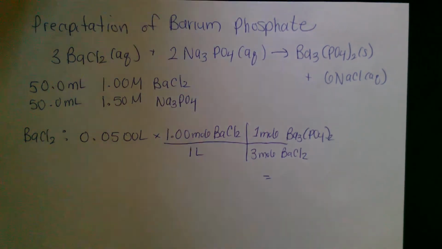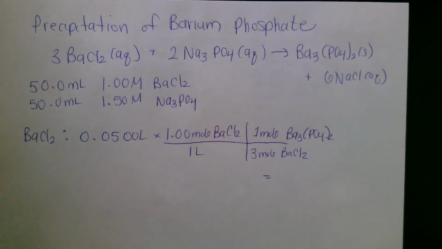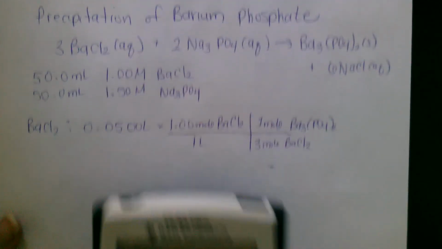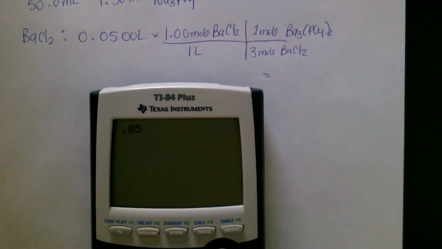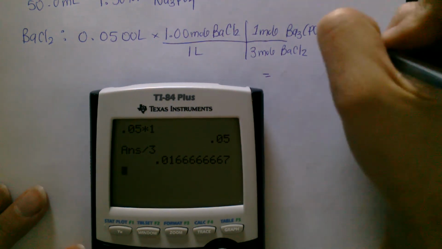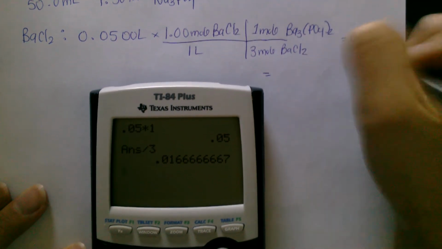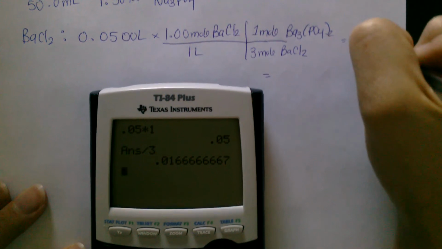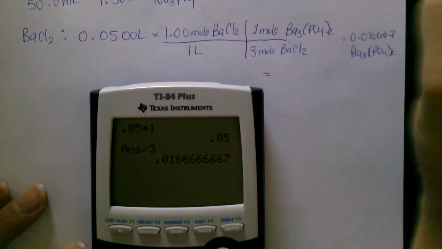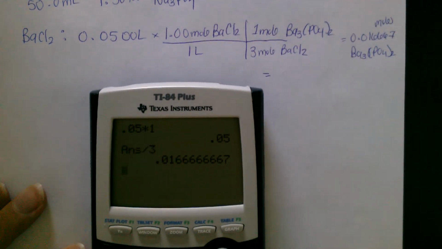So if we solve, we're going to end up with our 0.05 times our molarity of 1, divided by 3. So we have 0.01666 repeating 7 of Ba3(PO4)2, and that's moles. So if all of that reacts, that's how much barium phosphate we can make.